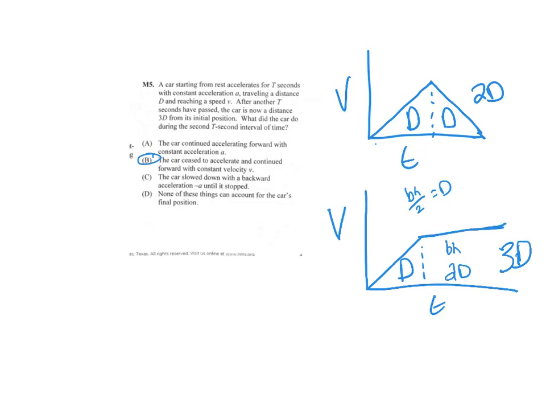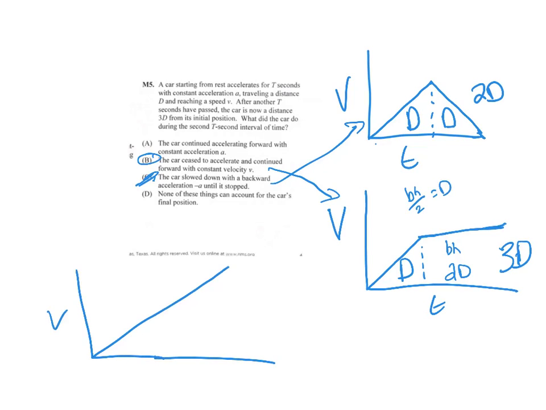The car ceased to accelerate and continued forward with a constant speed. If the car slowed until it stopped, it would be this one. B is this one. But what about A? A would be if it continued to go up.